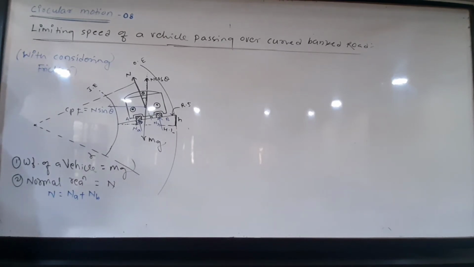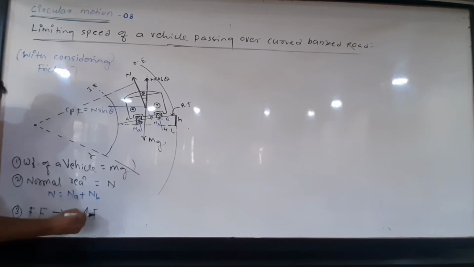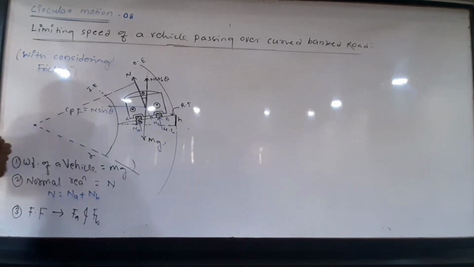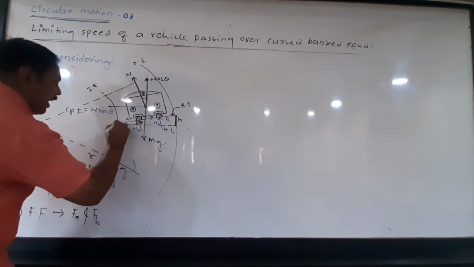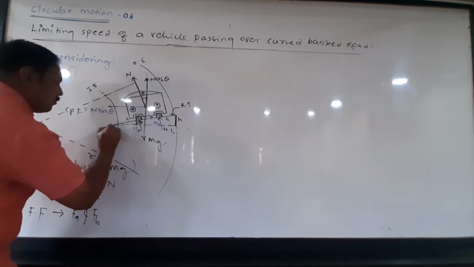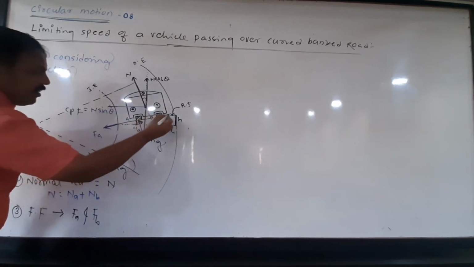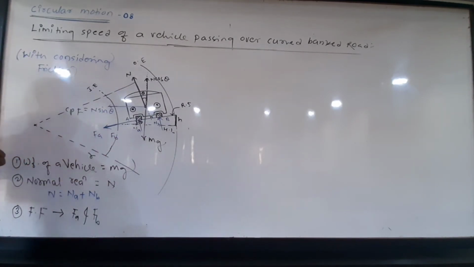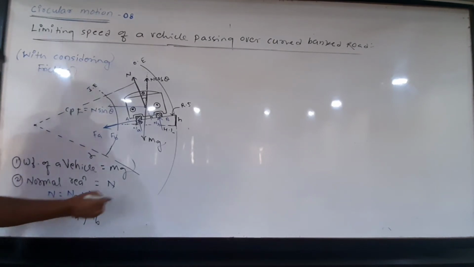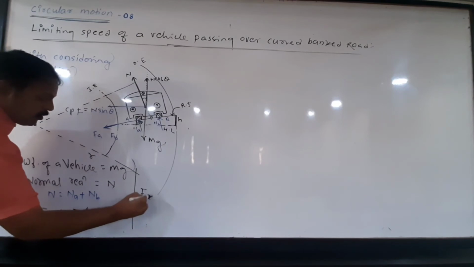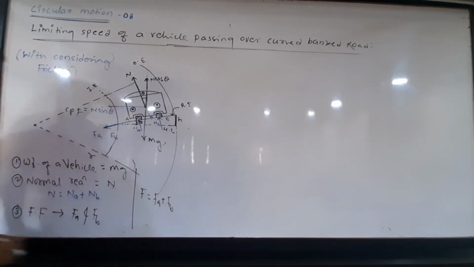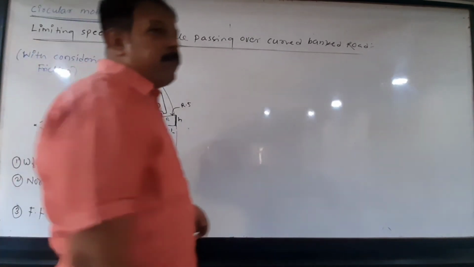The next force is the frictional force. There are two frictional forces, Fa and Fb. Remember, frictional force always acts parallel to the road surface. See here, this is the frictional force Fa, and here again acts Fb. Fa is the frictional force at the inner wheel and Fb is the frictional force at the outer wheel. And the total frictional force means Fa plus Fb.